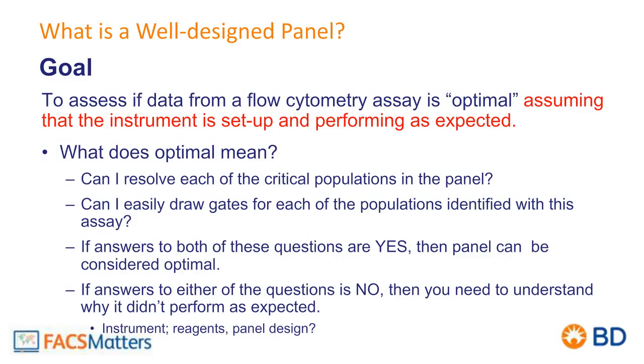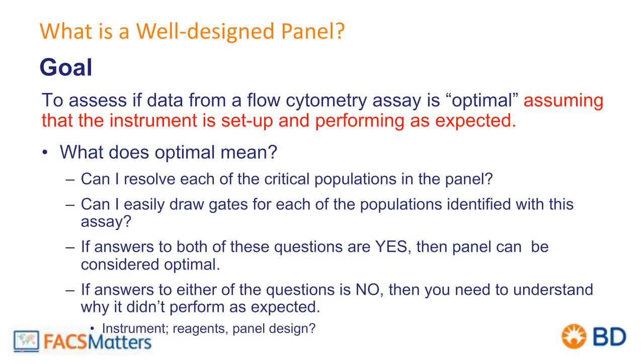The most important is I've identified X number of critical populations that are the biology that I'm trying to get out of that panel. Can I actually resolve each of those critical populations from all its neighboring populations? More importantly, if I'm doing a sorting experiment, can I easily draw gates for each of the populations identified in this assay? If the answer to both of these questions are yes, then basically you can consider this panel as optimal. Now, you might be able to get it better by changing some colors around and still improving the resolution, but if you can resolve them, then that's probably sufficient.